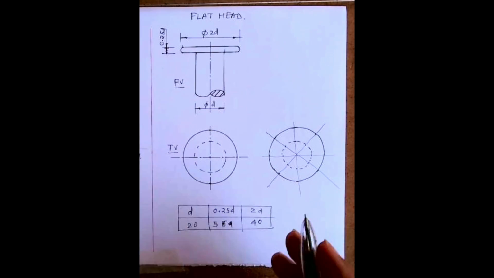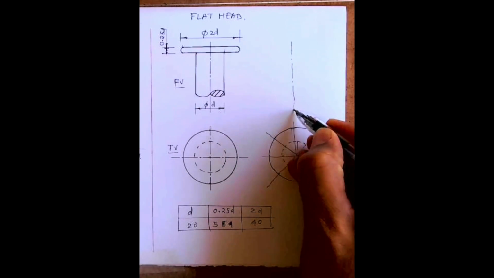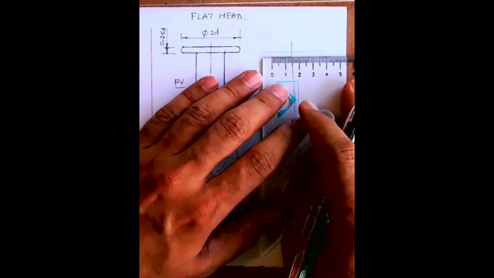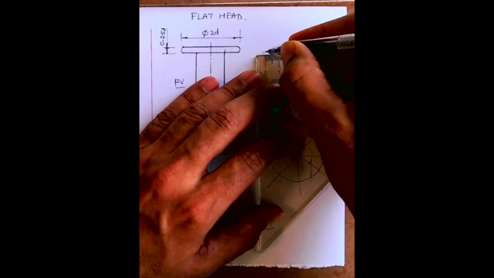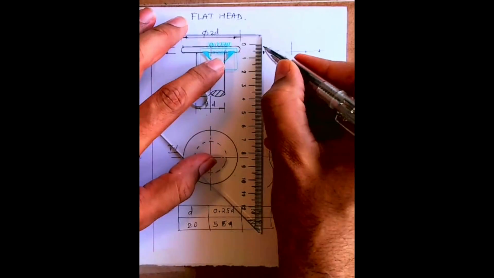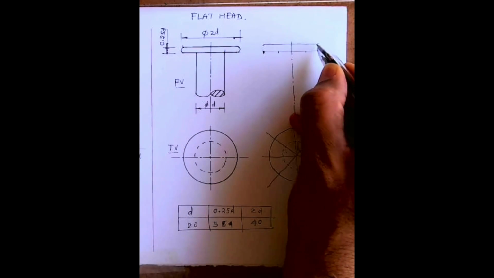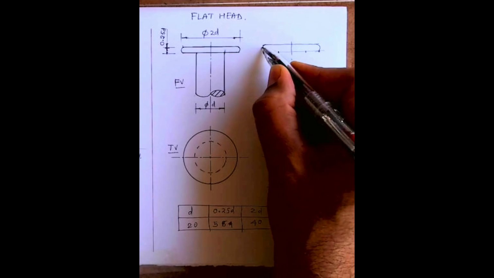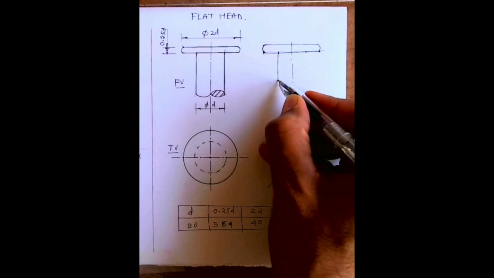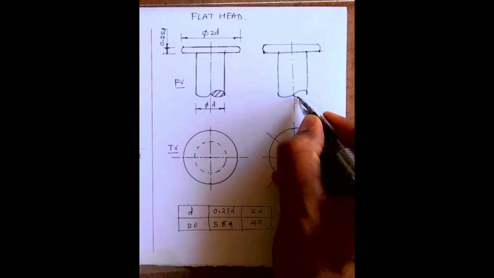Okay, after this we'll draw the front view. Total is 40, so we take 20, 20 on both the sides and 10, 10. This height is 0.25D, so that is 5 mm. And here it's a curve. Draw a vertical line and from here you draw this.